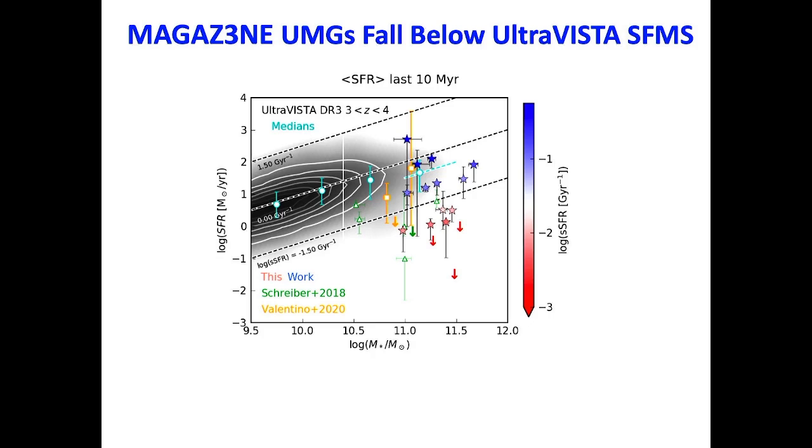So here I have plotted the star formation rate against stellar mass, and the cyan points you see are the mean star formation rate calculated from the UltraVISTA sample. And you can see that most of our ultramassive galaxies are falling below the star-forming main sequence, many by as much as a dex or so. Now, if you look at this point here, this is our most quiescent member of the sample.